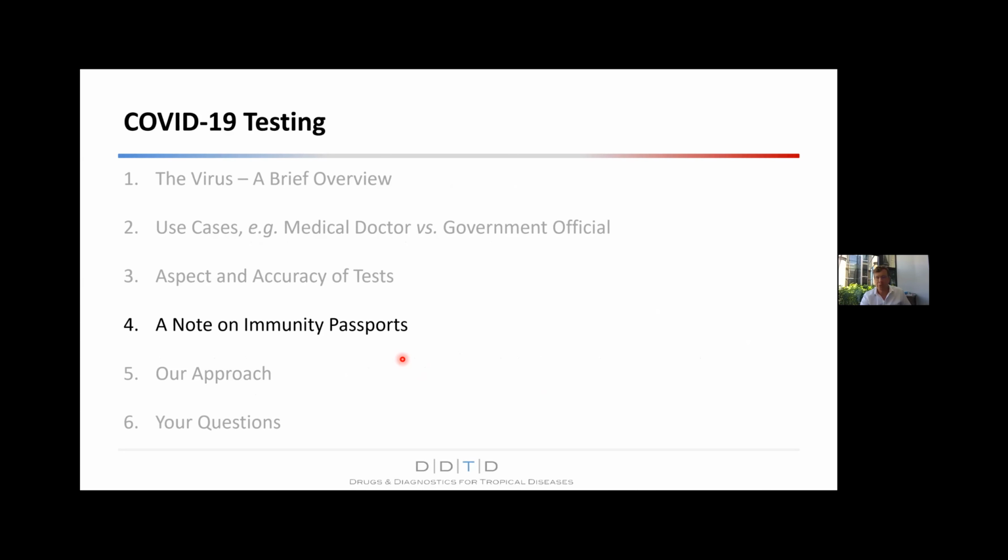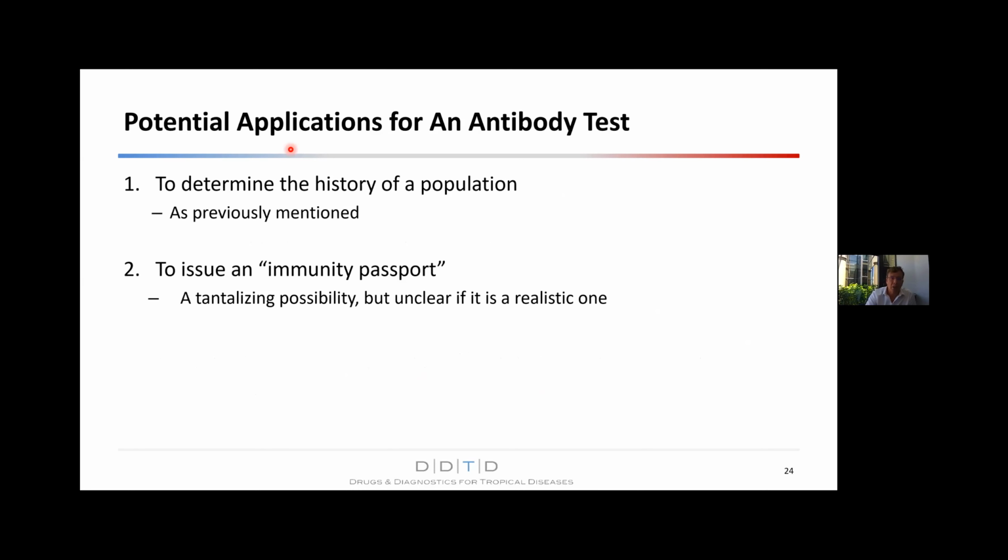So now I'd like to say a few words on immunity passports. There are a number of potential applications for an antibody test. One is to determine the history of a population, as we mentioned previously. And the second one could be to issue an immunity passport. That's a tantalizing possibility, but it's unclear if it's a realistic one. And immunology is a very complex science. I don't mean to have ready-made answers for you, but I want to give you at least a sense for some of the questions that are being asked.